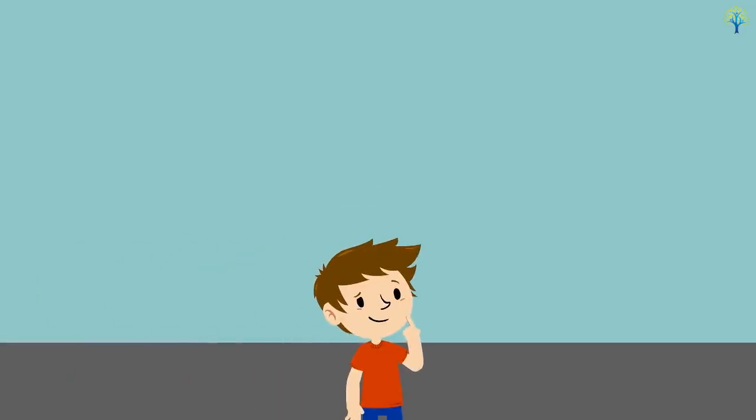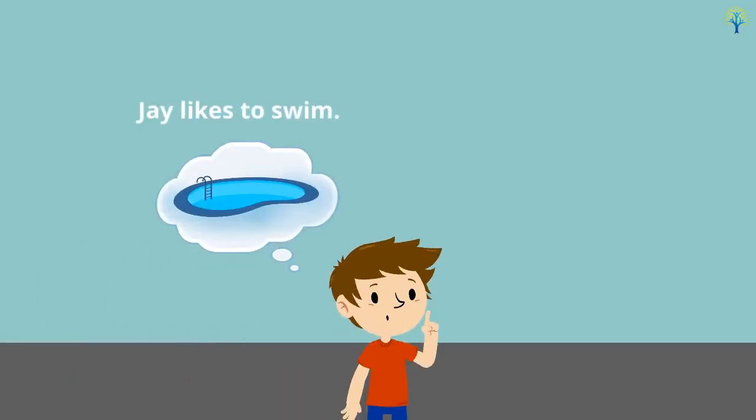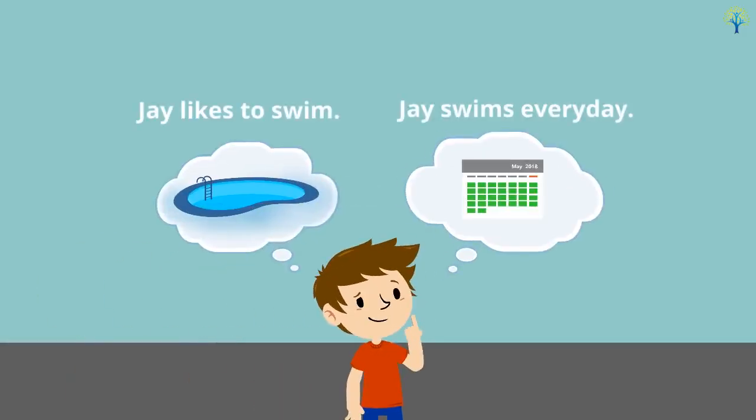Use so when the second part of the sentence happens because of the first part. For example, instead of saying Jay likes to swim, Jay swims every day, you can say Jay likes to swim, so he swims every day.